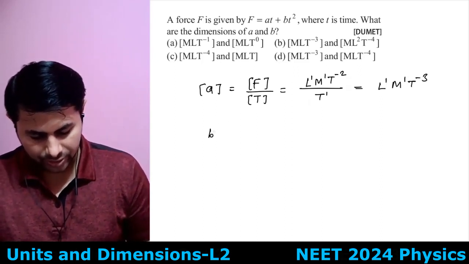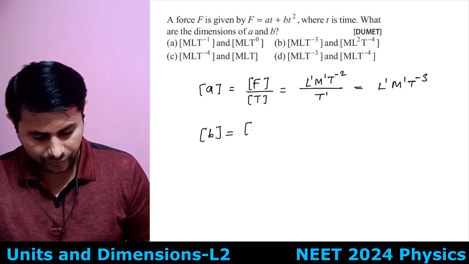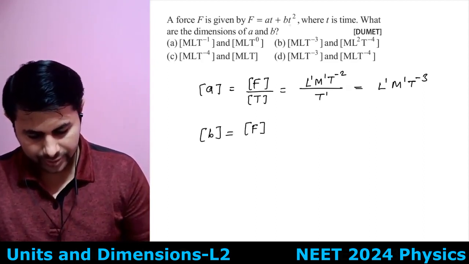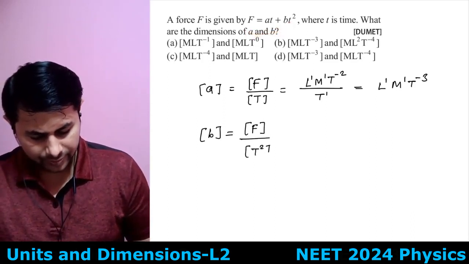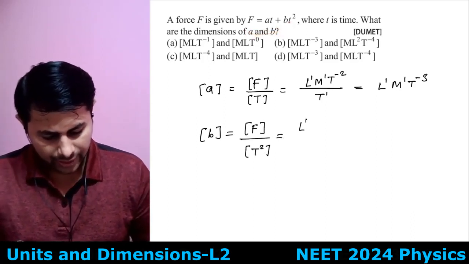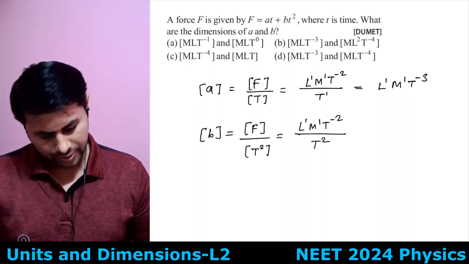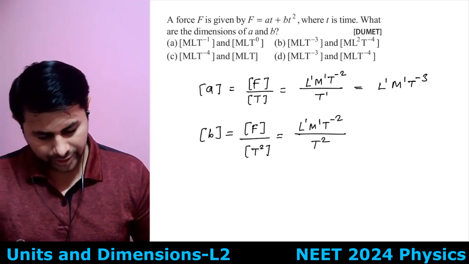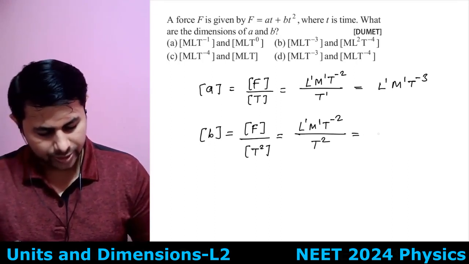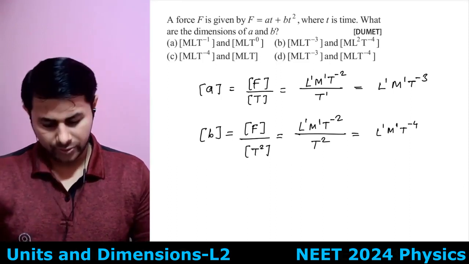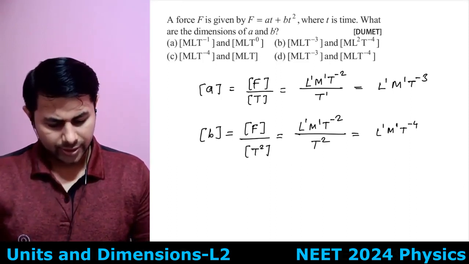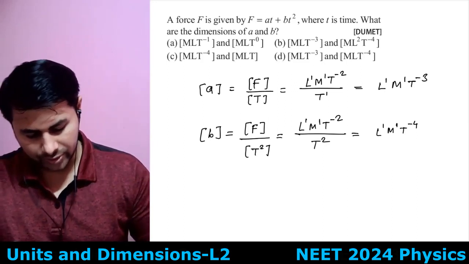And BT square: so dimensions of B are force divided by T square. So it's equal to L1 M1 T raised to minus 2 divided by T raised to 2, and if you take it in the numerator, it becomes T raised to minus 4. So L1 M1 T raised to minus 4. So what is the option? Option D. Okay, so option D is the answer.